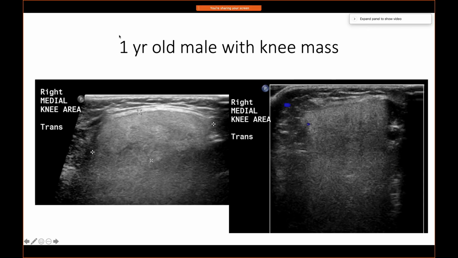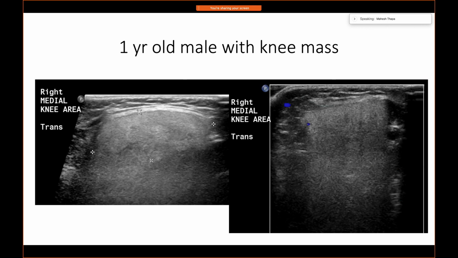So this is a 1-year-old male with a knee mass. I'll give you the ultrasound images first. I wouldn't pay too much attention to the calipers here because they're probably not quite right. The depth of it is probably underestimated because I can't really tell what the margin is. A little color was placed, but it's not really a hypervascular lesion. Maybe a tiny bit in the periphery, but the mass itself was not very vascular.